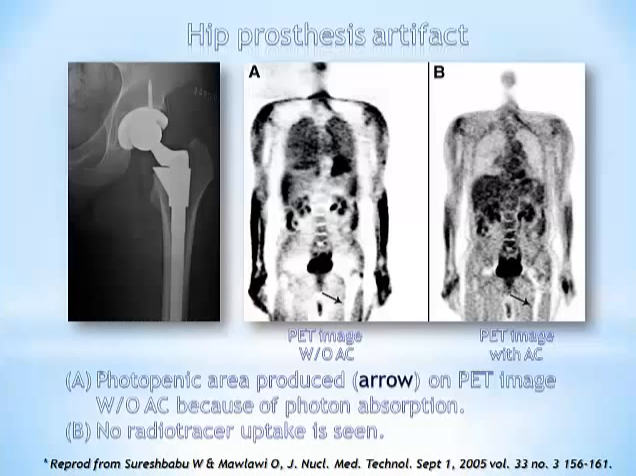And as you can see here, it's a photopenic area in image A, but with the corrected PET image, we will see a lack of radiotracer uptake.